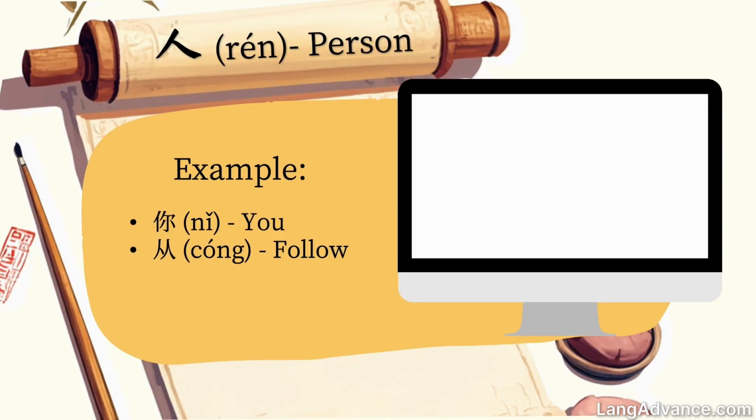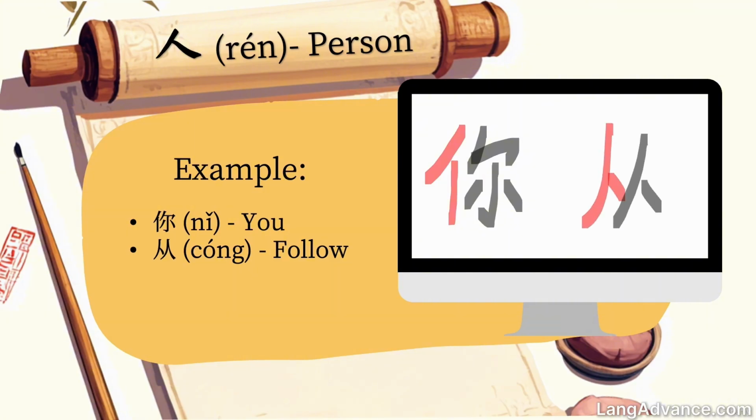For example, let's look at the ren as I just mentioned. The ren means person, isn't it? So when we are looking at words such as the ni, we are talking about you. You are a human being, isn't it? So that's why we have the radical 人, and we have the 从, which is follow. When you want to follow someone, you are literally a person following another person. So that's why we have two 人. Okay, that's how it works.